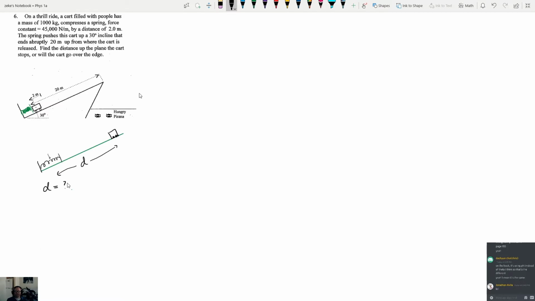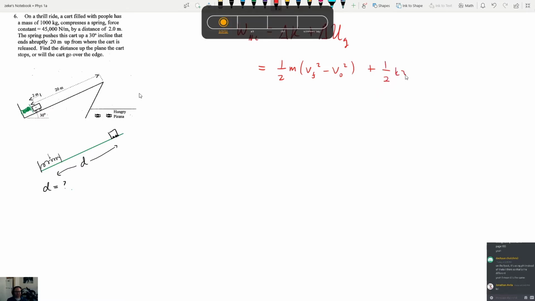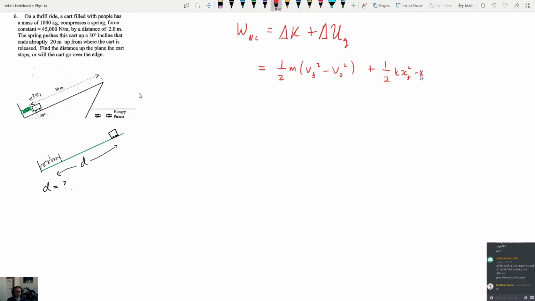All right. It's an energy problem, and the way we handle energy problems is we're going to be using our work energy equation. I don't think there's any friction in this problem. And if we expand out this equation, what it says is change in kinetic energy is 1/2 mass times v final squared minus v initial squared, plus change in potential energy due to the spring, which is 1/2 k x squared: x final squared minus x initial squared. And then we also have to add in the change of potential energy due to gravity, which is going to be mg times y final minus y initial.